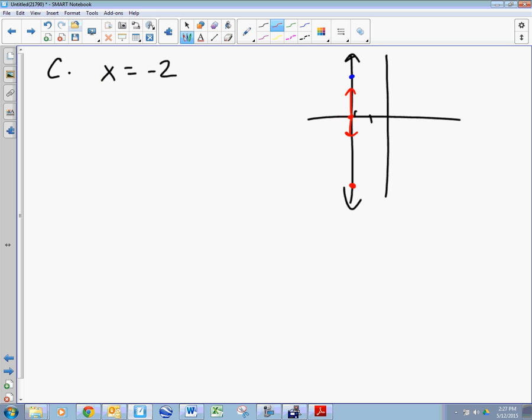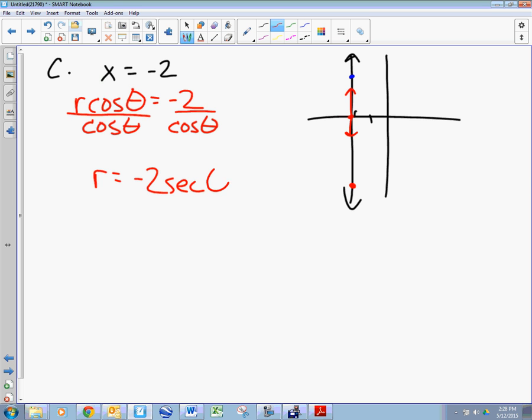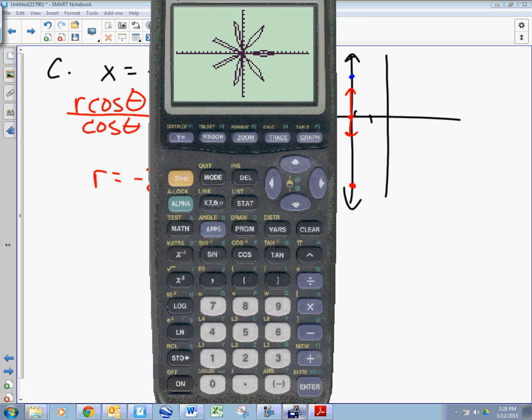So instead of x, what do I put in its place? r cosine of theta is equal to -2. And if we want to graph this on our calculator to ensure that we're right, we'll solve for r by dividing both sides by cosine of theta. So we get r is equal to -2 over cosine of theta. What is that? Starts with an S, rhymes with secant. r equals -2 secant of theta. You can't type that in your calculator, but that's the answer.